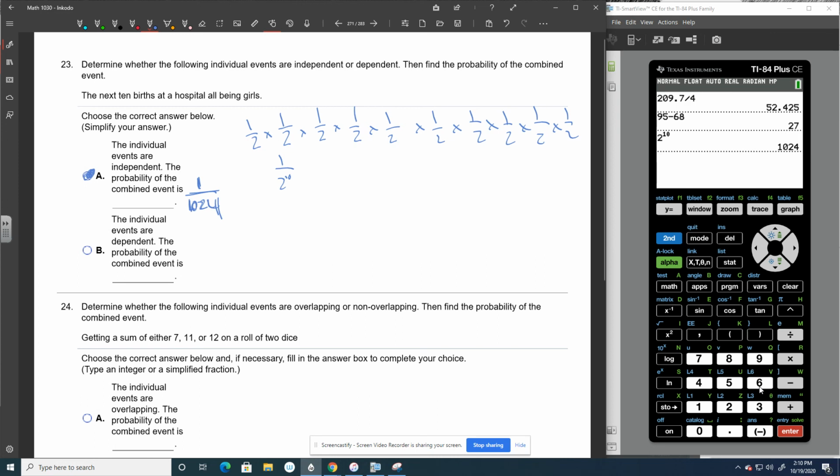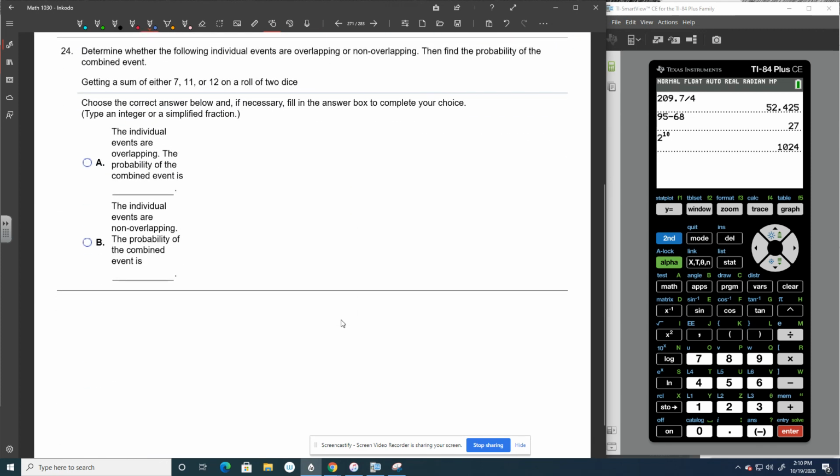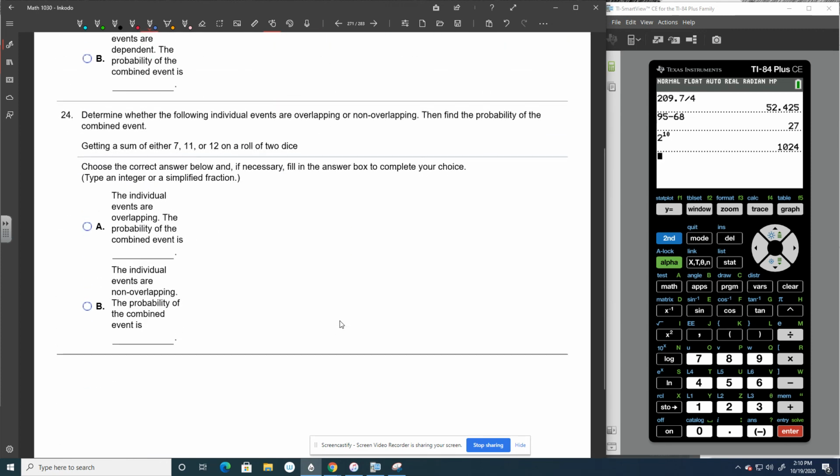Probably not very likely, right? But that's the same as the chances of getting a girl, boy, girl, boy, girl, boy, girl, boy, girl, boy, because that's also 1 out of 1024 chances. Okay, 24. Determine whether the following individual events are overlapping or non-overlapping. Then find the probability of the combined event.